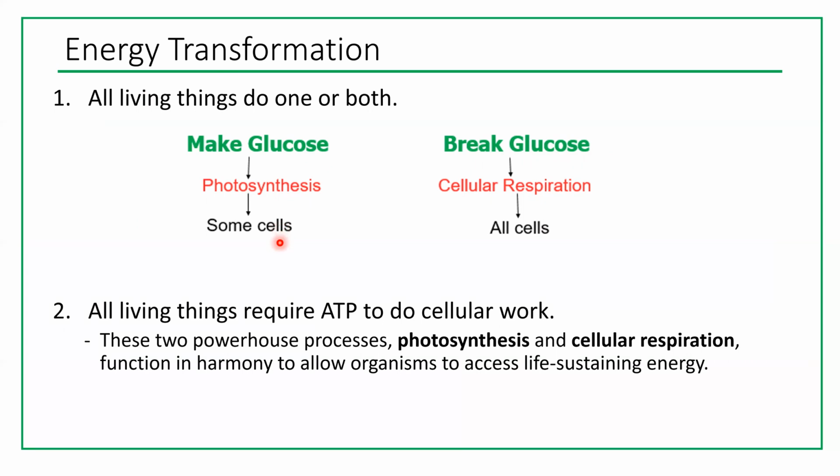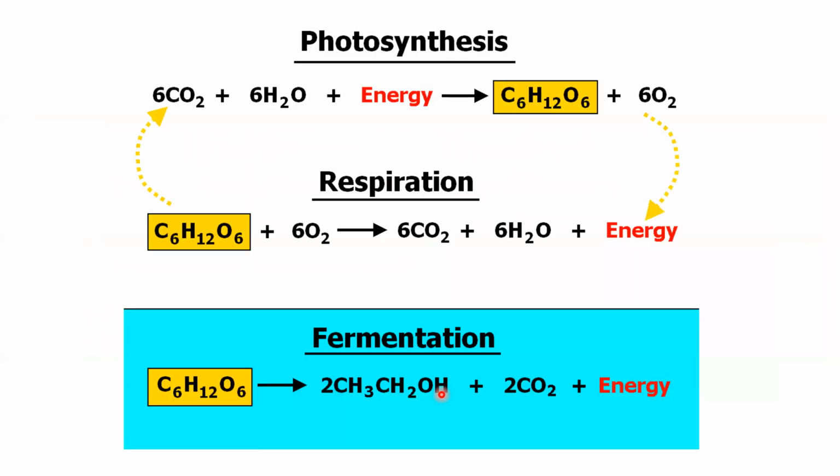Some cells of photosynthetic organisms use photosynthesis to make glucose. Then light energy is transformed into chemical energy. Sugar is synthesized, and this is called photosynthesis. And the second thing is that all living things require ATP to do cellular work. That's why we need these two processes. These two powerhouse processes, photosynthesis and cellular respiration, function in harmony to allow organisms to access life-sustaining energy.